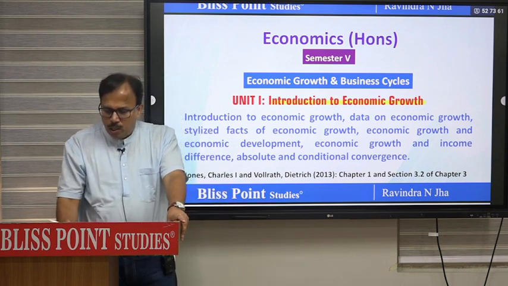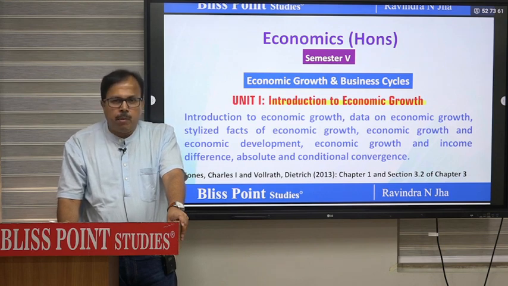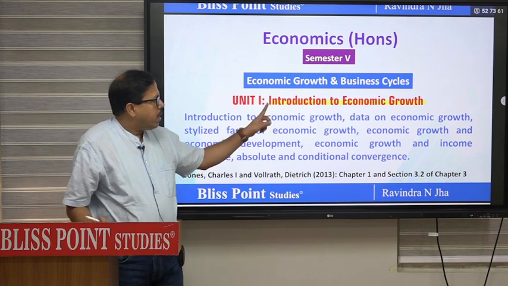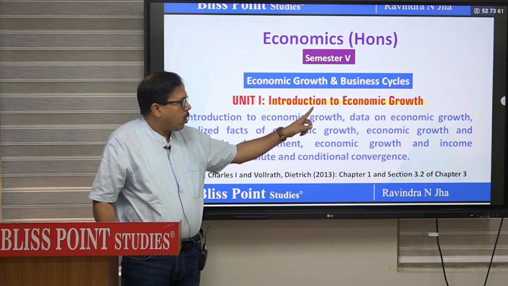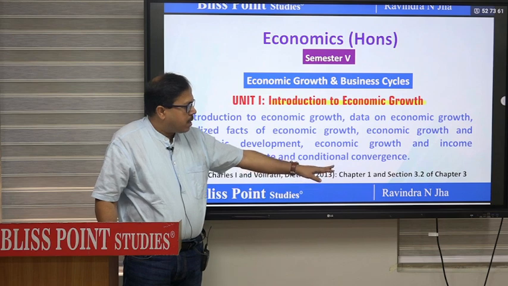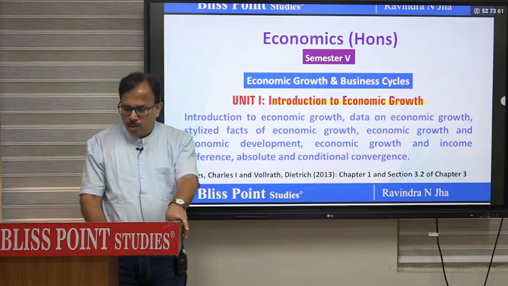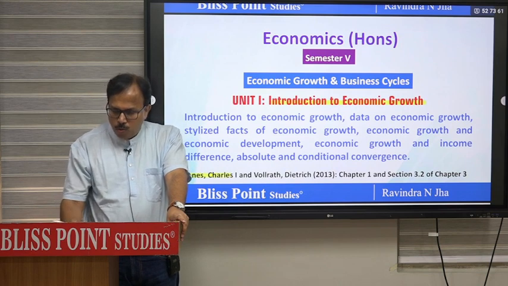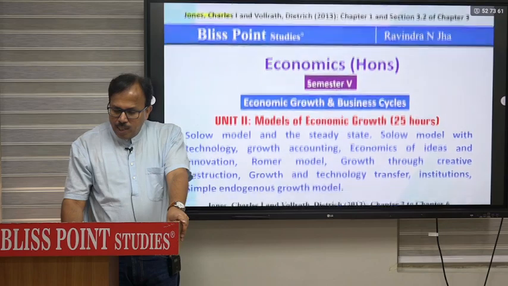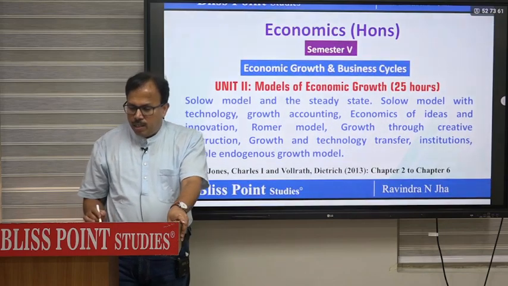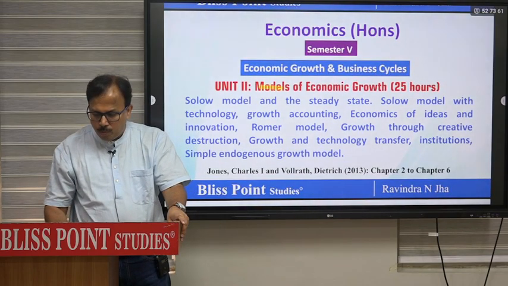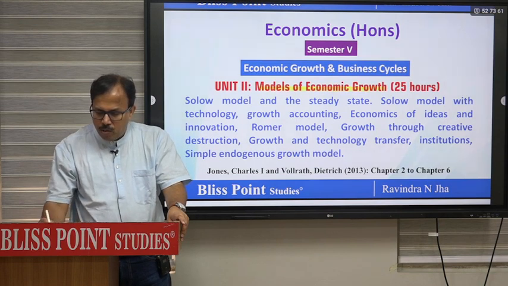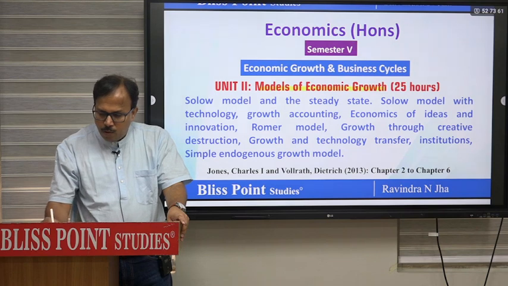So the first part is only about the introduction of the term economic growth, what determines economic growth. So you have written that unit number 1, introduction to economic growth, and chapter 1 and 3.2 of chapter number 3 from Jones. The second unit is main, and this is models of economic growth. Weightage for this unit will be 50%.